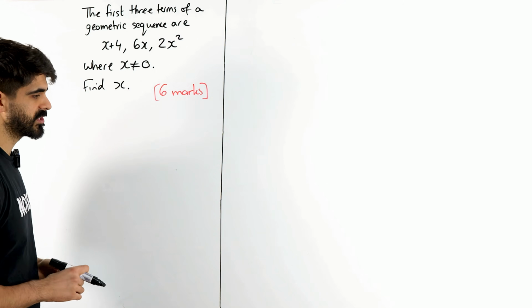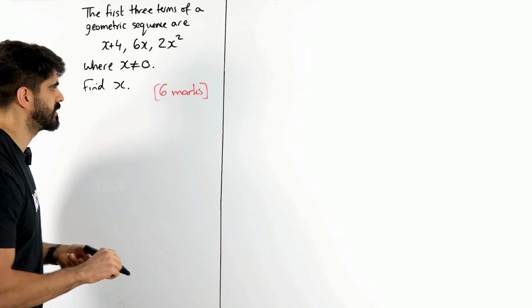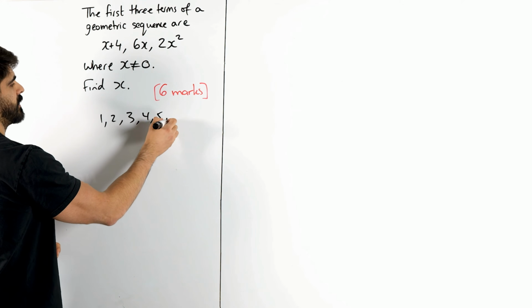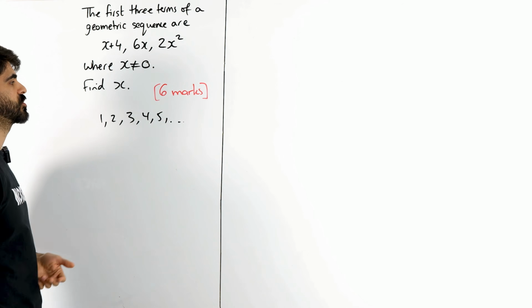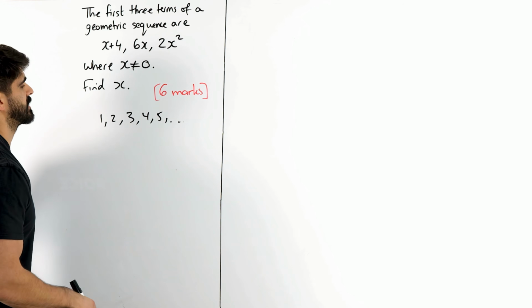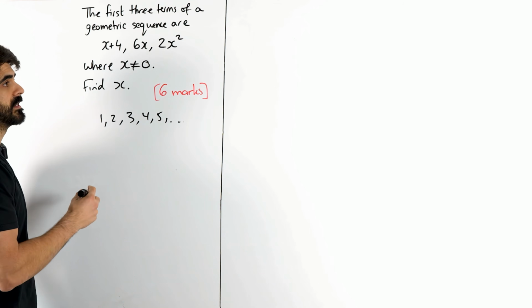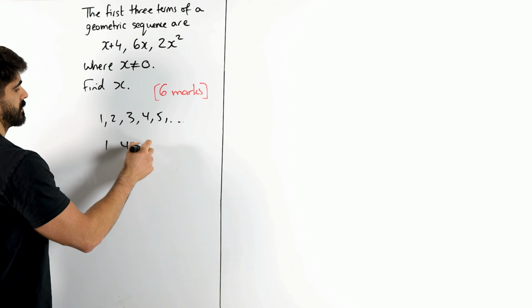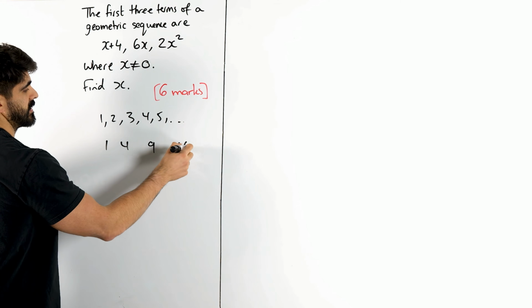So we are used to sequences such as linear sequences. Linear sequences are where they just go up by the same value, addition or subtraction. Then we have quadratic sequences. Quadratic sequences are one where the second difference is the same. For example, 1, 4, 9, 16, etc.